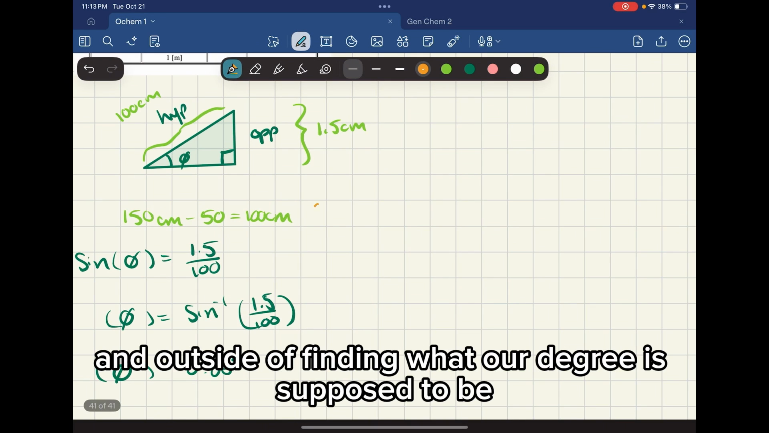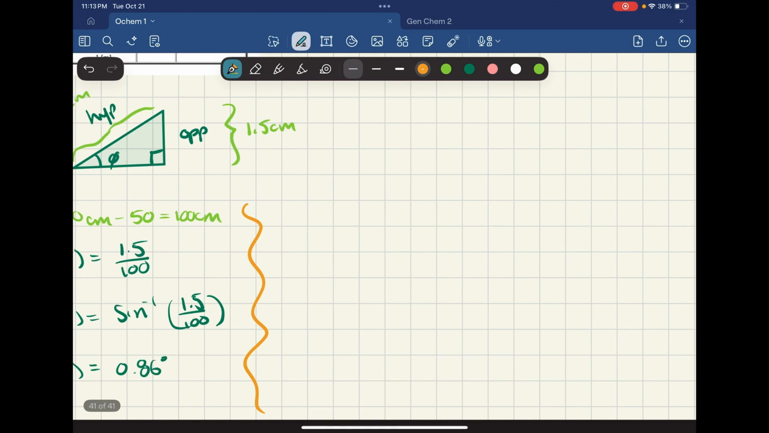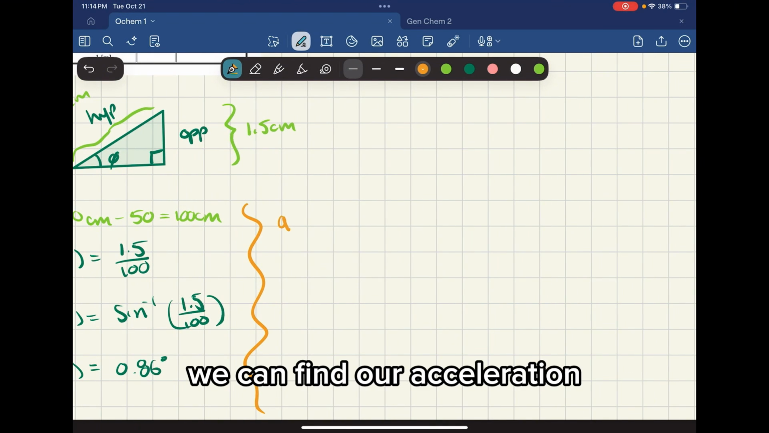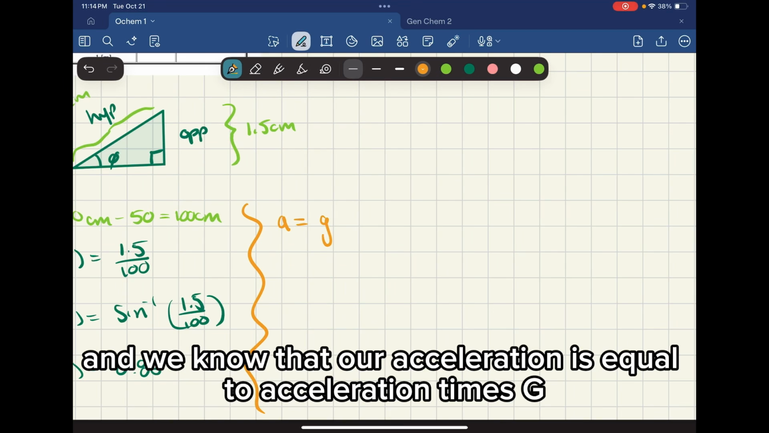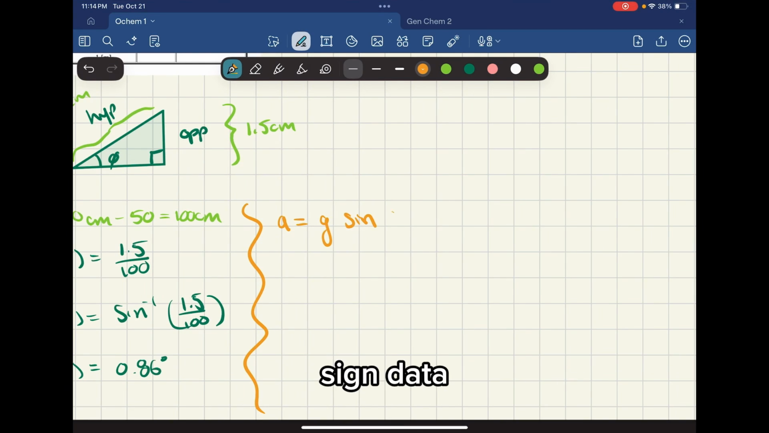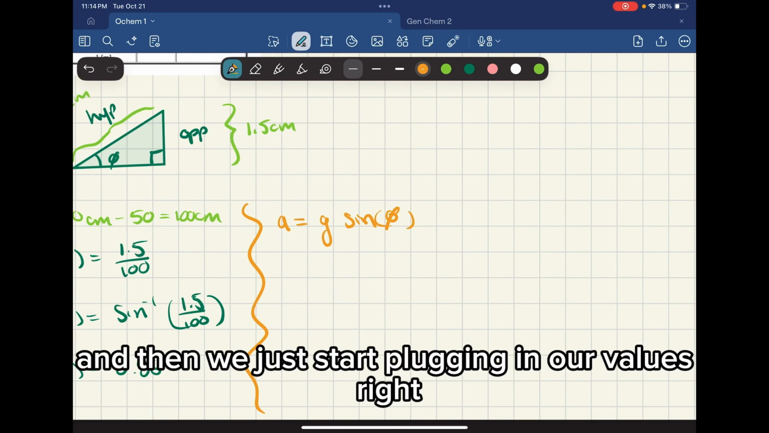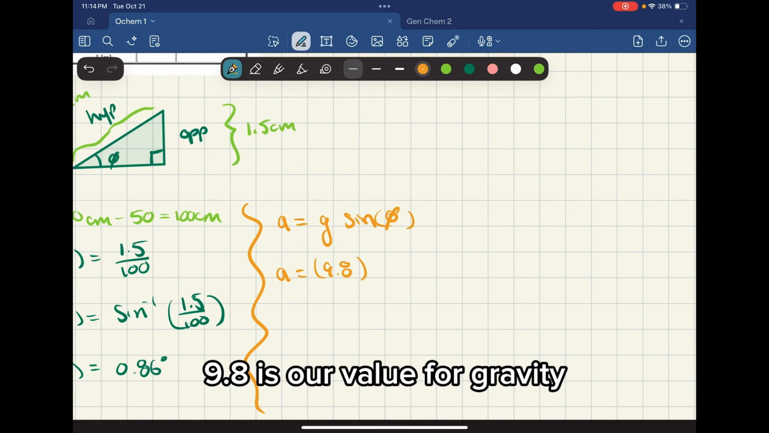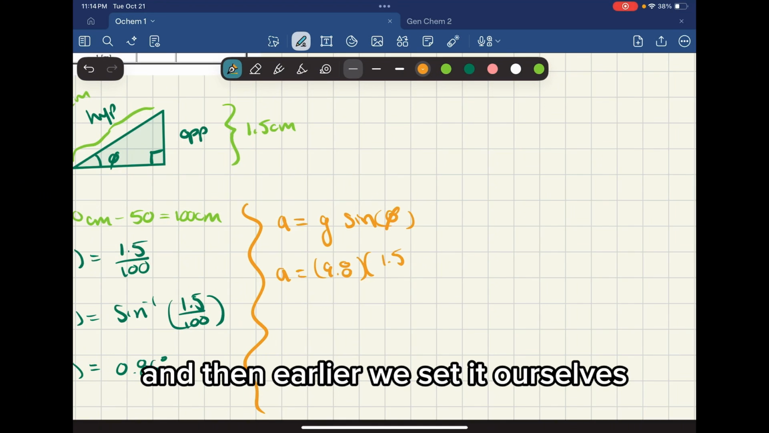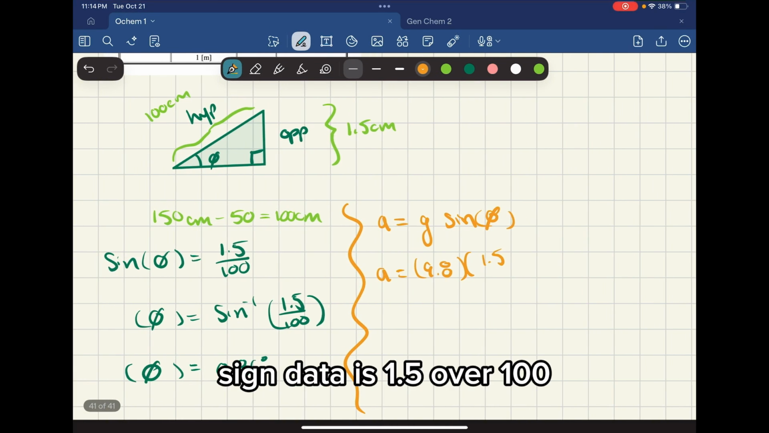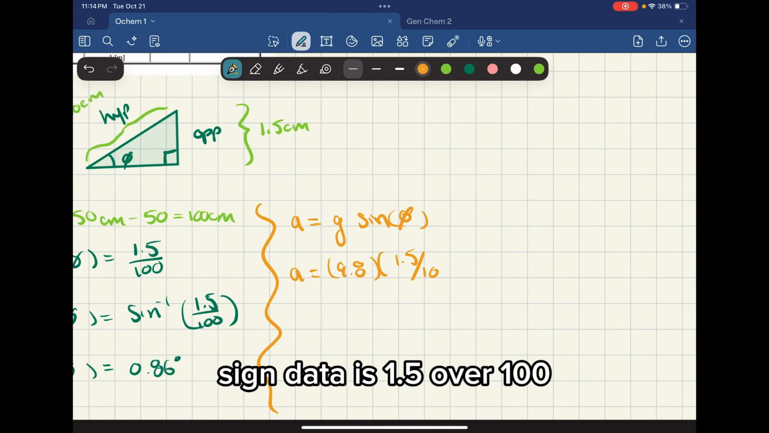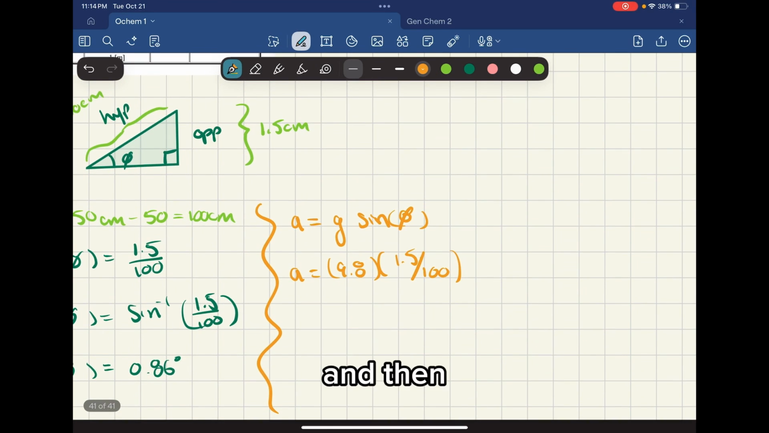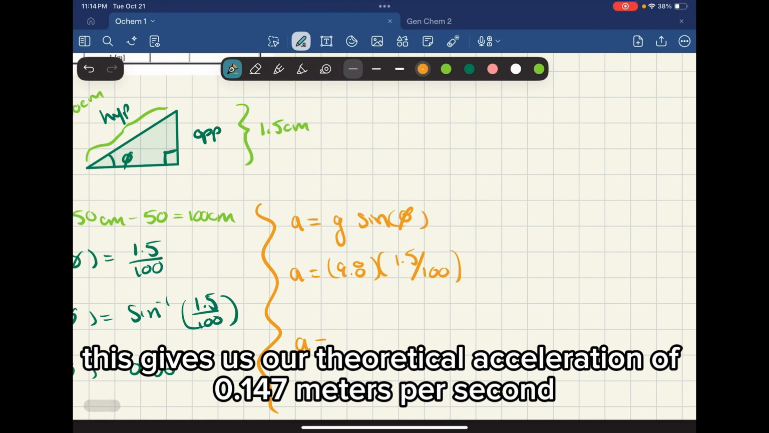And outside of finding what our degree is supposed to be, we can find our acceleration. We know that our acceleration is equal to g sine theta. And then we just start plugging in our values. 9.8 is our value for gravity, and earlier we set it ourselves, sine theta is 1.5 over 100. And this gives us our theoretical acceleration of 0.147 meters per second squared.